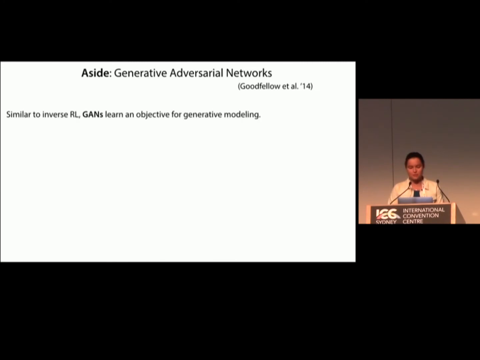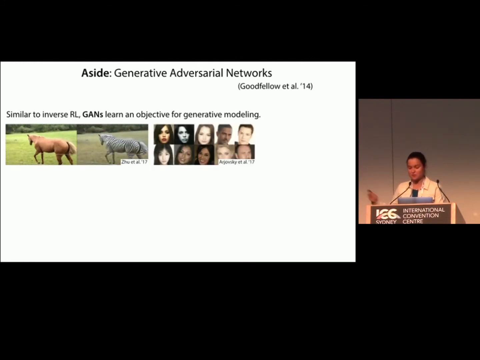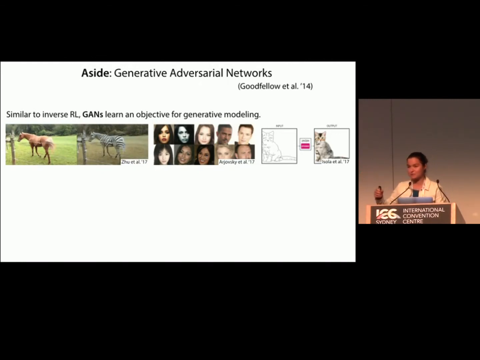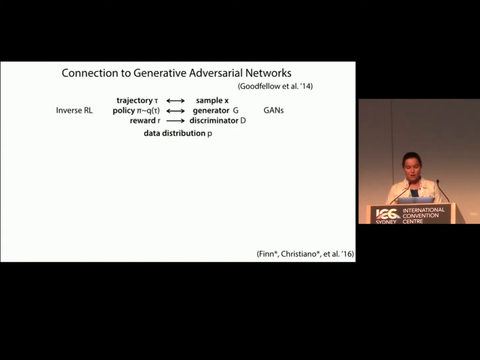Quickly, what are generative adversarial networks? Similar to inverse RL, GANs learn an objective for generative modeling. And you could do cool things like turn a horse into a zebra, generate faces of people, or translate from edges to cats. So what is the relationship between inverse RL and GANs? Well, in inverse RL, we're dealing with trajectories, whereas in GANs, we're dealing with samples or data points. In inverse RL, we are using a policy to generate samples. This corresponds to the generator in a GAN. And the reward function in inverse RL corresponds to the discriminator in GANs. And I'll also use P to denote the data distribution.